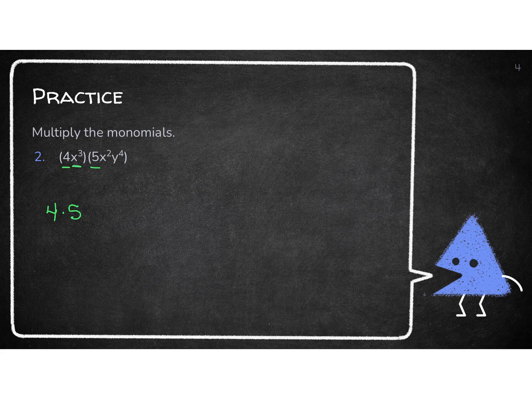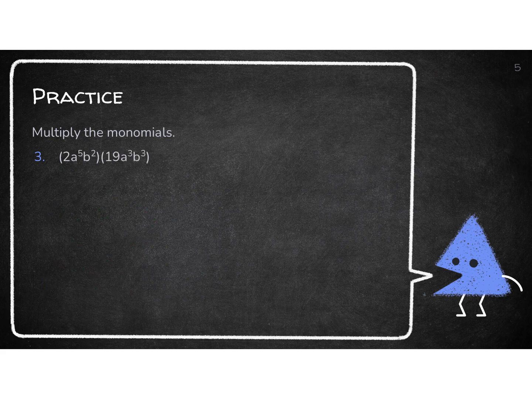So I'm going to deal with the x's first. I have x to the 3rd and x squared. So I'm going to have x to the 3 plus 2. I don't have a y in that situation, but I have a y to the 4th there. So now I'm going to simplify. 4 times 5 is 20. X to the 3 plus 2 is going to give me x to the 5th. Y to the 4th. My x and my y only show up once, so I know that I'm done.